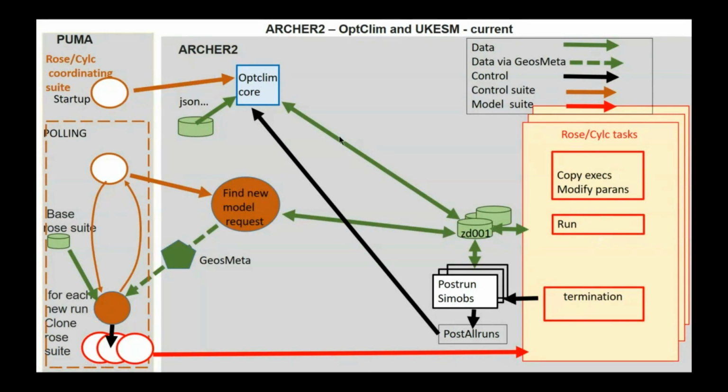OPTCLIM then defines new model parameter sets it wants, and creates more of these directories with a particular status file, so that next time on Puma, the polling ticks around and it runs on Archer to look for these newly requested models. It can find them, send a request via GeosMeta, pick up that request, and then clone the next suite that's needed. So that's what we have running at the moment.